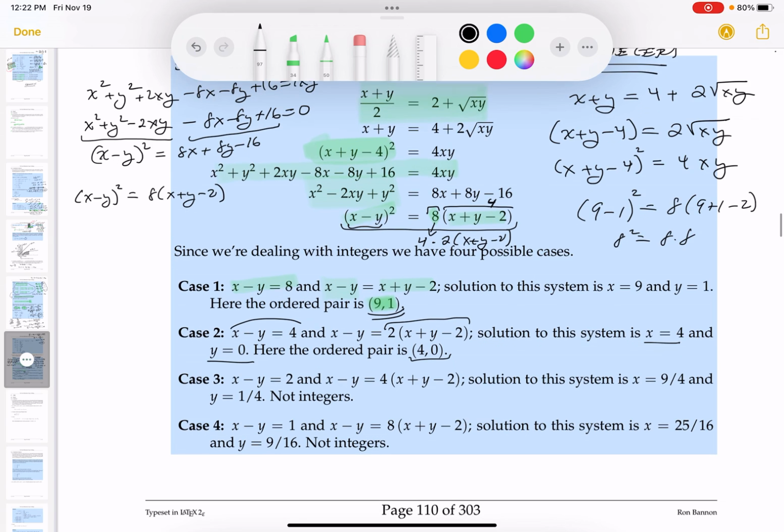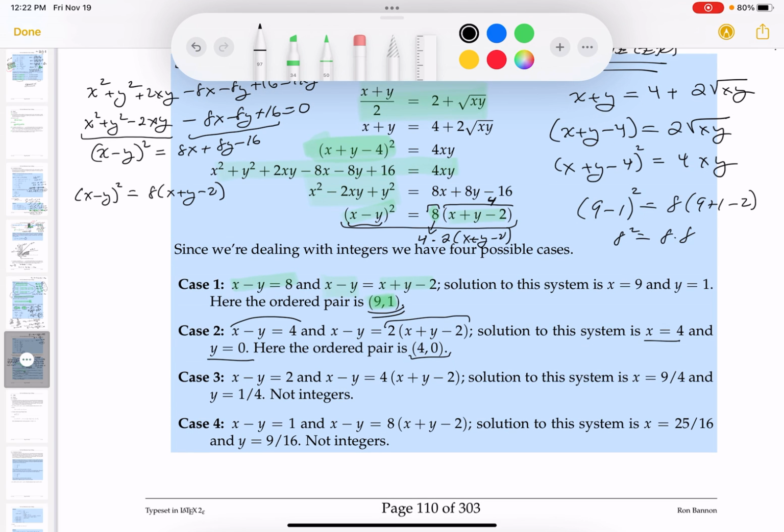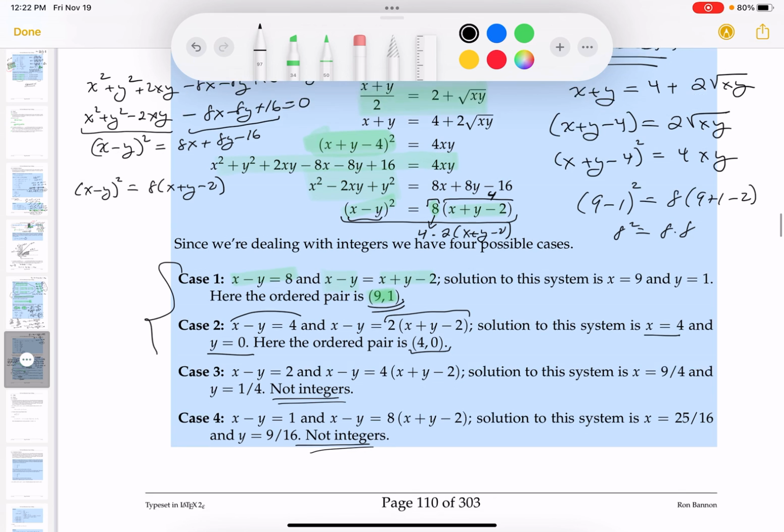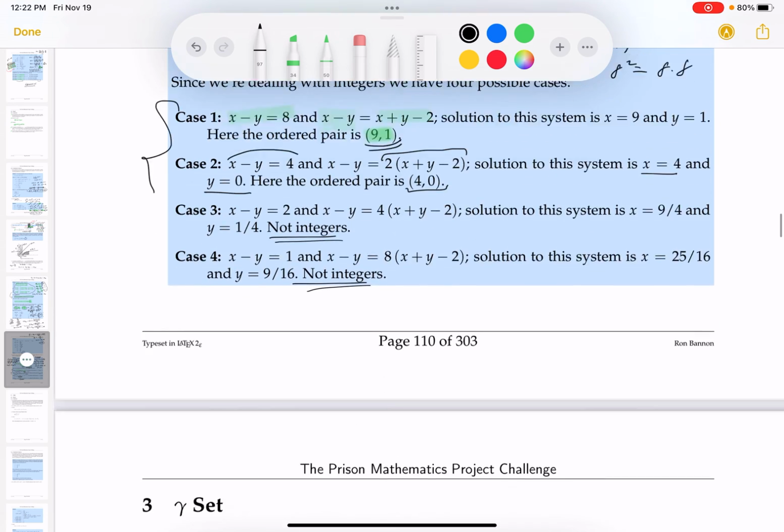I want to point out there are other solutions that are non-integers that also work. I would not be worried too much about that. But we found them right over here. And again, I think that's done.